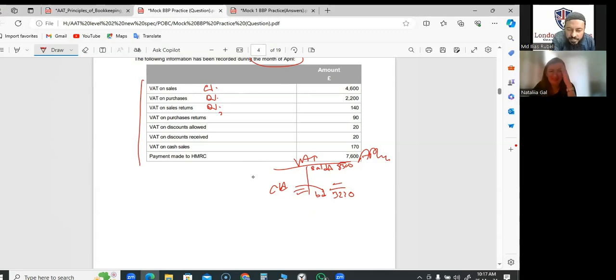Opposite of purchase. If purchase is debit, purchase return is credit. Yeah, credit. Well done.